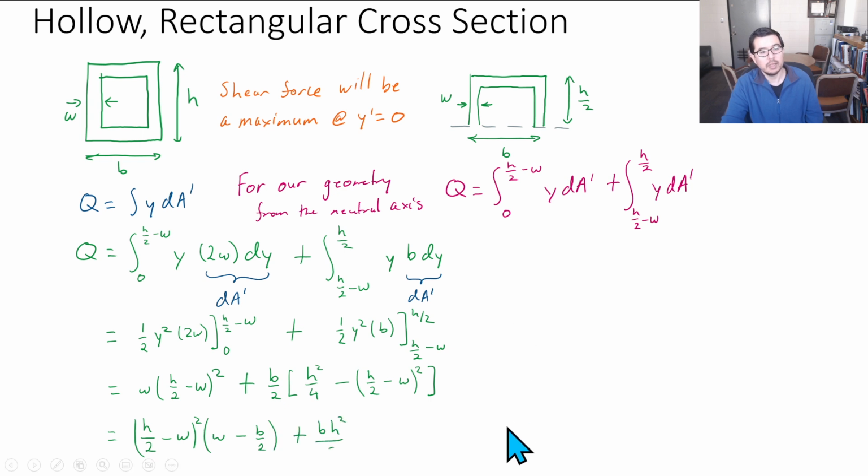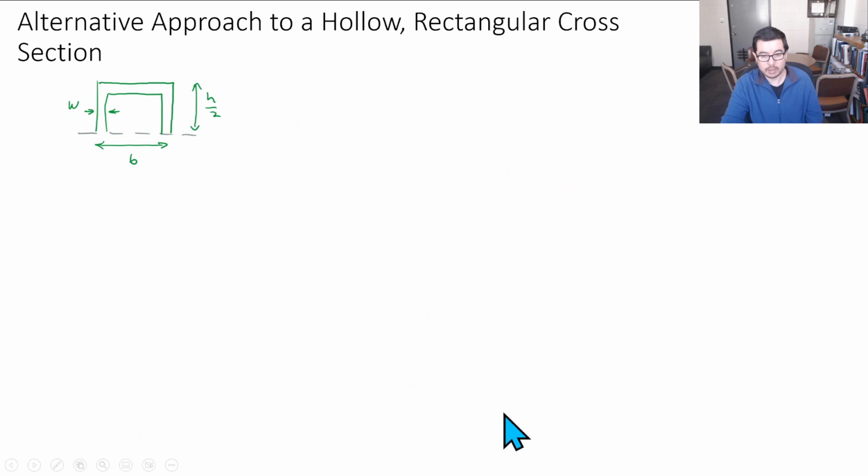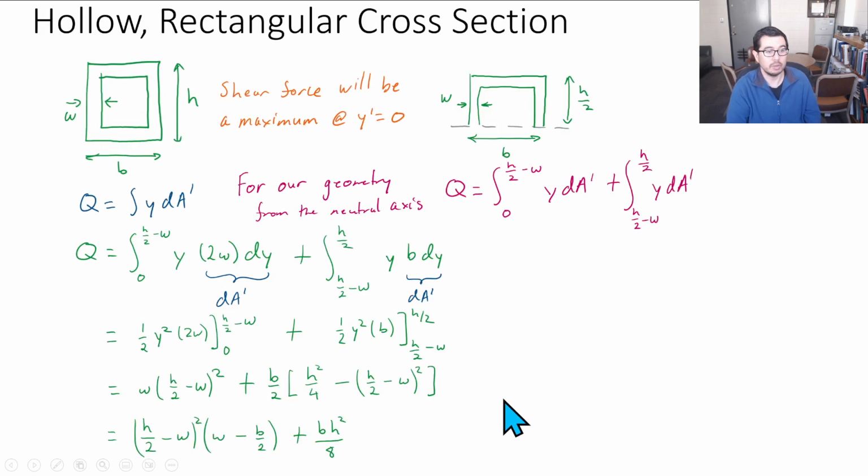And that is essentially it. So we're essentially done with the hard part of this problem. We have Q, and we can plug that into VQ over It. So if we have an internal shear force, we have a Q, and we have an I and a t, we can go ahead and make the calculation for the shear stress.